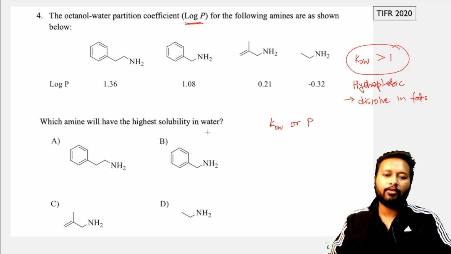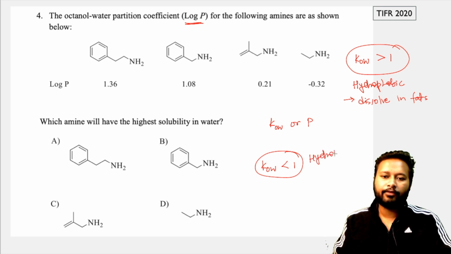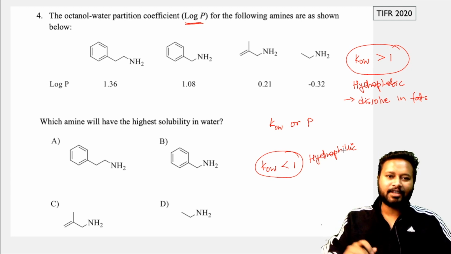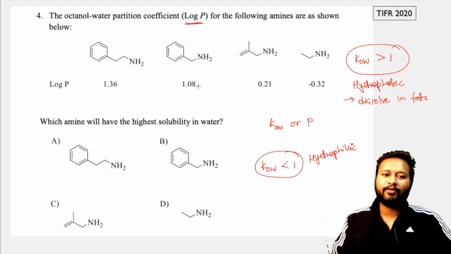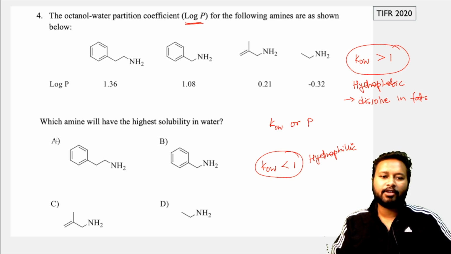And if your KOW is less than 1, in that case it is called hydrophilic. Hydrophilic means it is going to dissolve in water easily. So the question is now much clearer to you. It says that you have different log P values. Since direct values are given, you just have to interpret the way it is given.